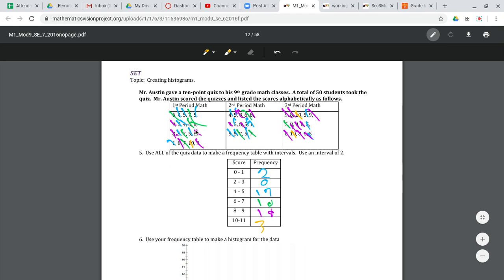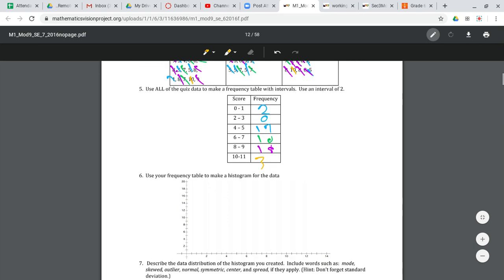So frequency just means how many times does the range, so from 0 to 1, 2 to 3, and so forth, happen within the data set. Data is your keyword for this lesson. So now taking the frequency here and our interval, we're going to come down here. We're going to use our frequency table to make a histogram for the data.